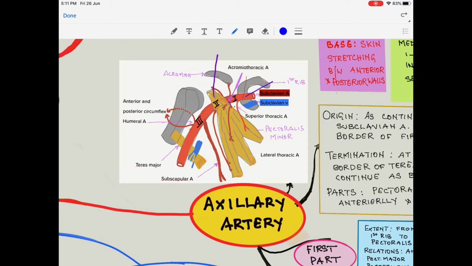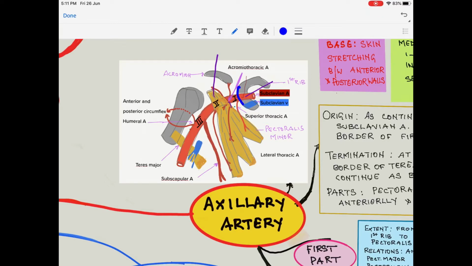Now the axillary artery extends from the outer border of first rib. Till here it is called subclavian artery. It extends from the outer border of first rib to the lower border of teres major muscle. This is teres major muscle. So that much is the axillary artery.